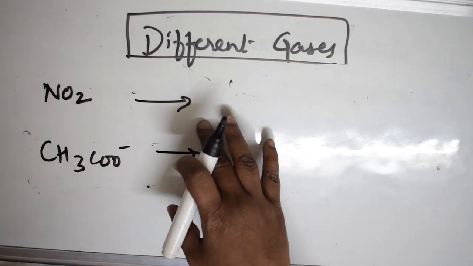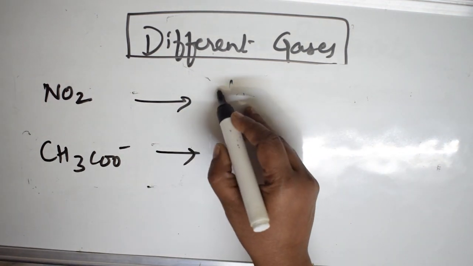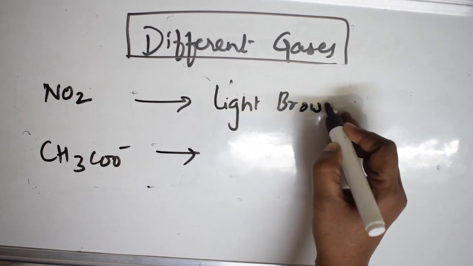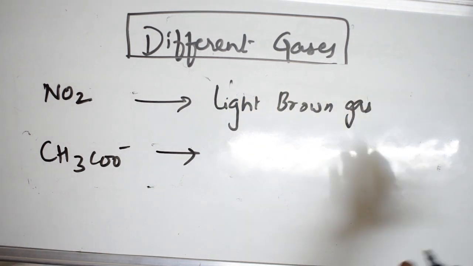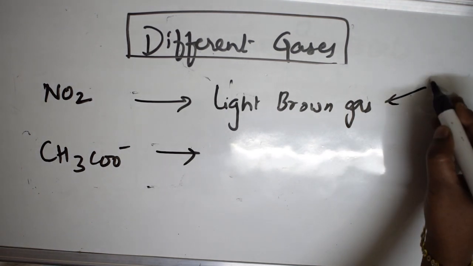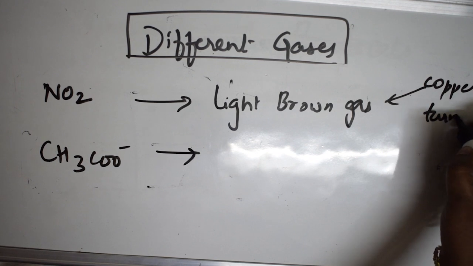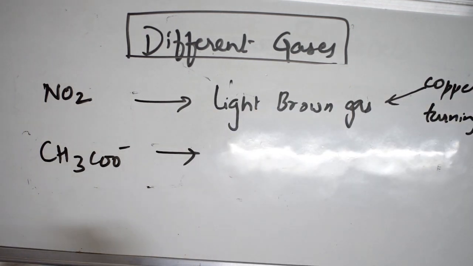Nitrogen dioxide gas, I can easily see with my eyes that it is a light brown gas. Remember, light brown gas. How will this intensify? When you put copper turnings into this, immediately the brown fumes intensify. So light brown fumes is the indication for the presence of nitrate ion as well as nitrogen dioxide gas.